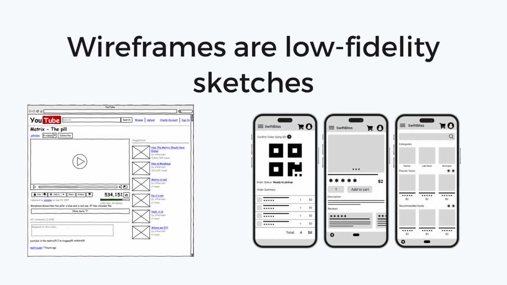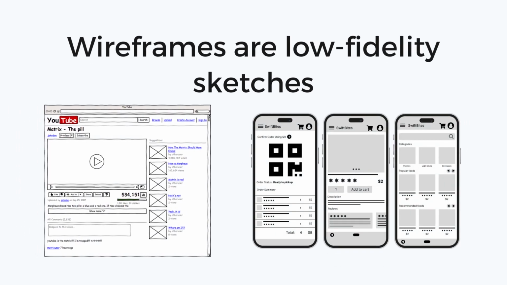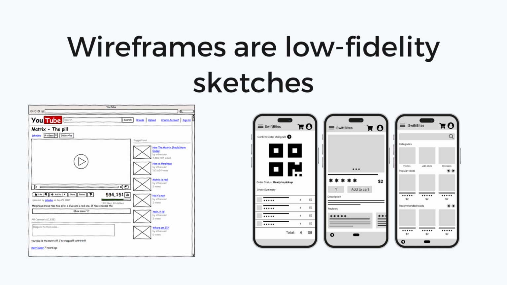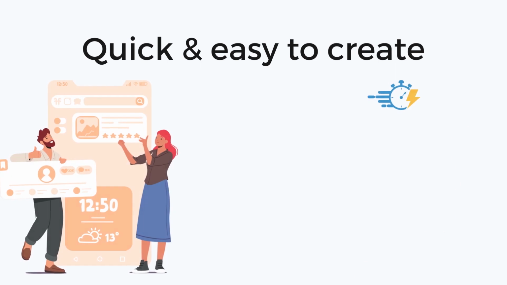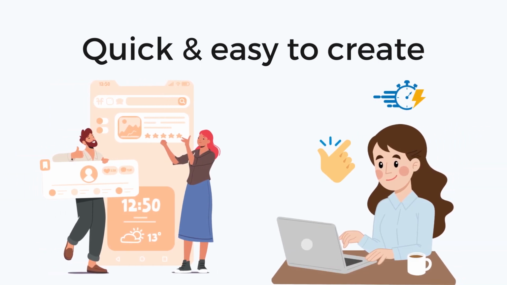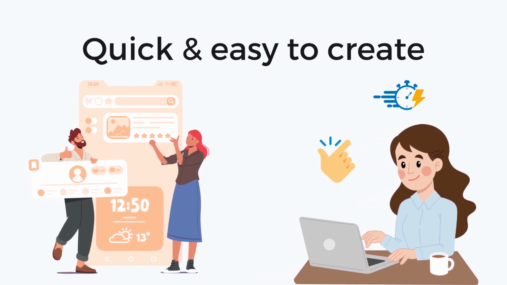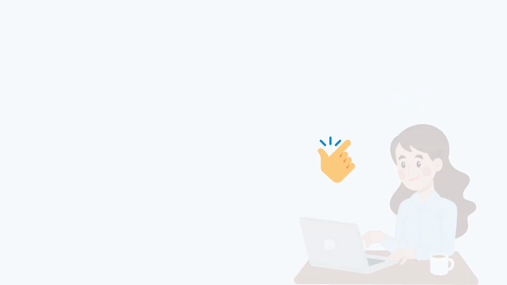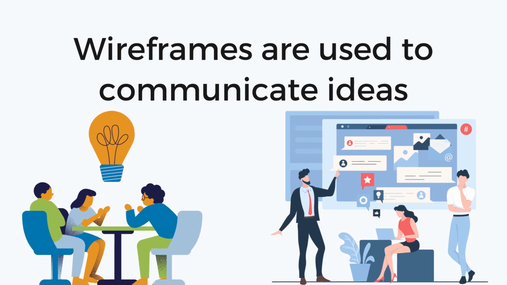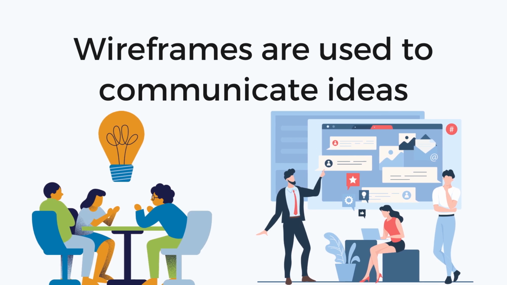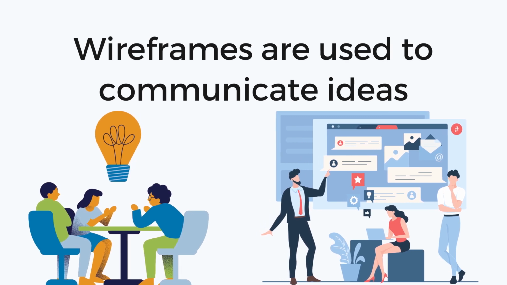Wireframes are low-fidelity sketches of a website or app. They don't have any colors or design, just the basic structure of the interface. This makes them quick and easy to create, and it allows designers to focus on the user experience without getting bogged down in details. Wireframes are used to communicate ideas to other people on the team, like developers and stakeholders.